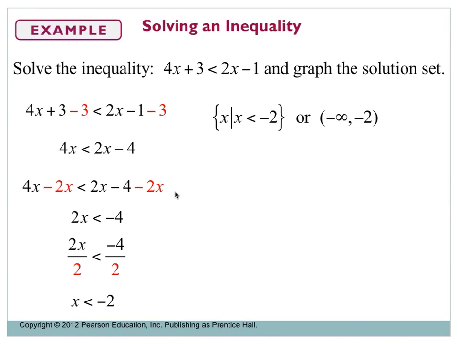We can write this 2 different ways. Set builder notation, x such that x is less than negative 2, or interval notation, negative infinity to negative 2 with parentheses. And if you want to draw the number line for this, it's going to be at -2. You can either use an open dot or a parenthesis, and you're going to be shading to the left.